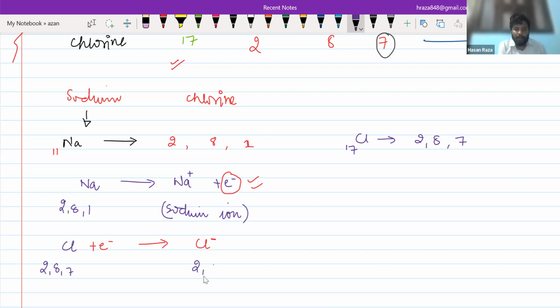The electron distribution will be 2, 8, 8, and you can see this is the chloride ion. So this will have a positive charge, and this will have a negative charge. As you know that positive and negative charges attract each other, yes or no?